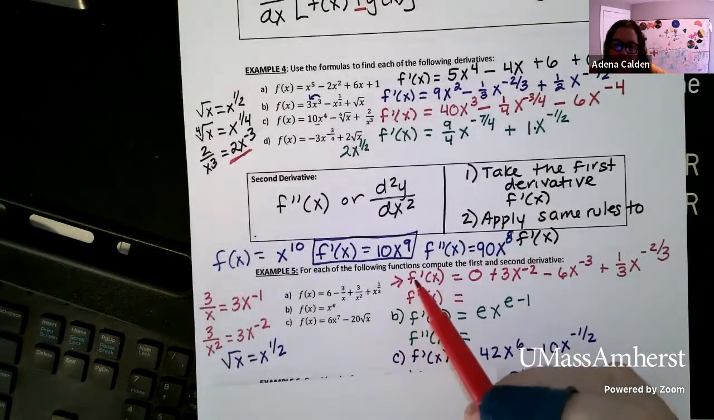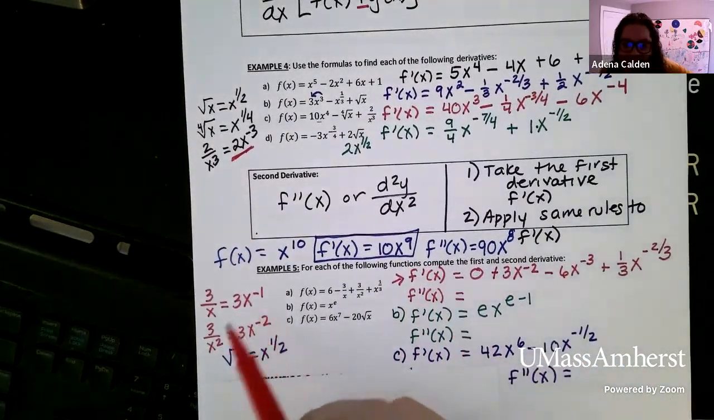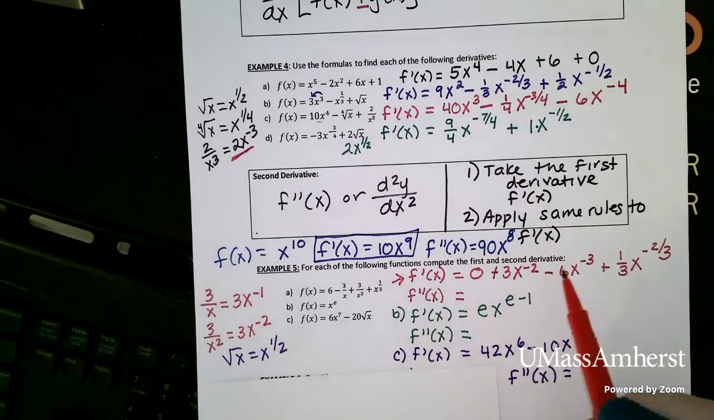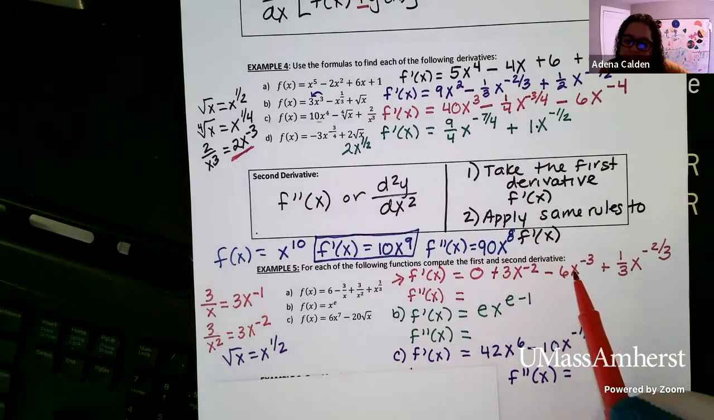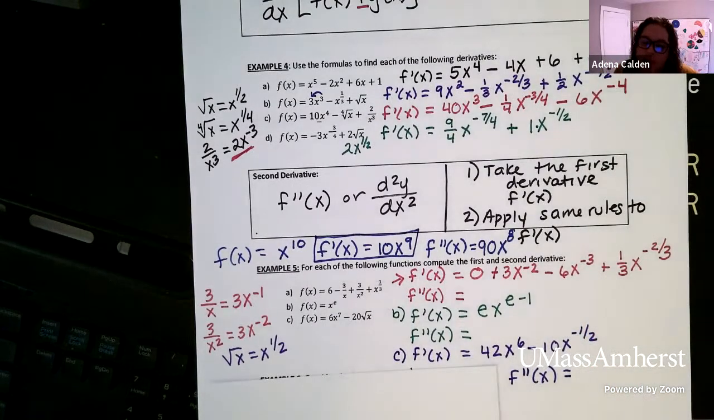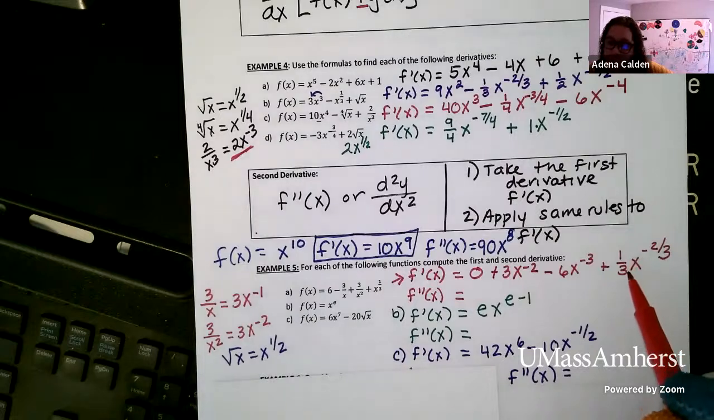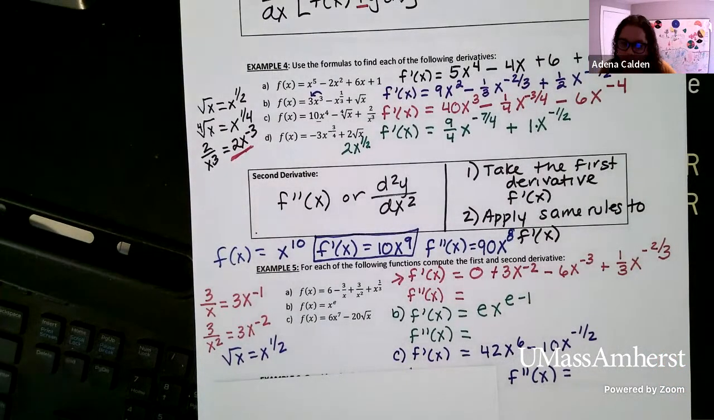Then we had plus 3x to the negative 2 when we rewrite it. So when the negative 2 comes down to multiply the 3, we get negative 6x to the negative 3. And then finally, the last term, we had x to the 1/3. So we get 1/3 x to the negative 2/3.